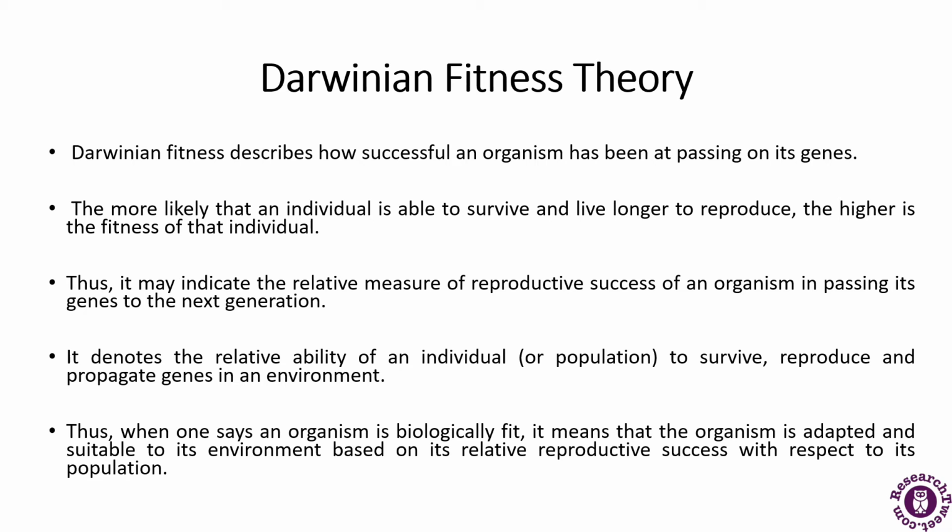He says that if an individual is fit and able to survive and live long, he will be able to reproduce as well and propagate his genes in the environment. When one says an organism is biologically fit, it means that the organism is adapted and suitable to its environment, based on its relative reproductive success with respect to its population. So this was about Darwin's fitness theory.